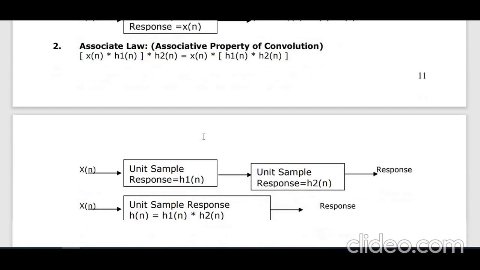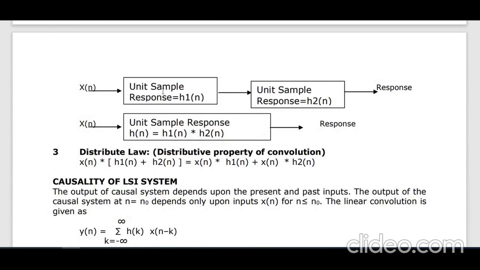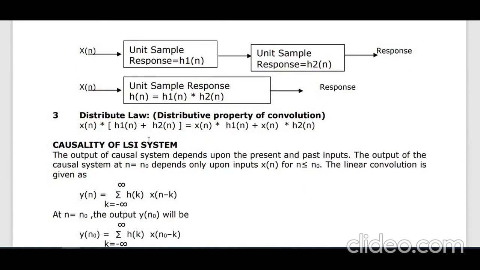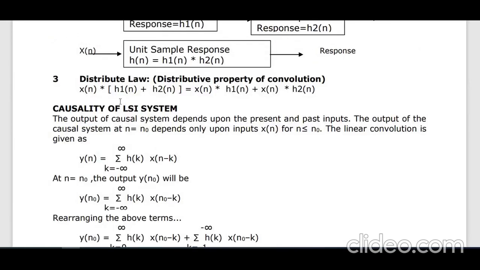Similarly, for the next one, the associative law. What is the associative law? a into (b into c) is equal to (a into b) into c. Like this, if you multiply three signals, we can get that form. So as we had h1, h2, we are multiplying with x of n. So h of n is equal to h1 of n into h2 of n. So this is which law? The associative law. Then we have the distributive law: a into (b plus c) is equal to a into b plus a into c. In that form, I am writing a as x of n, b as h1 of n, c as h2 of n. By considering this, I can represent the given sequence in this form.